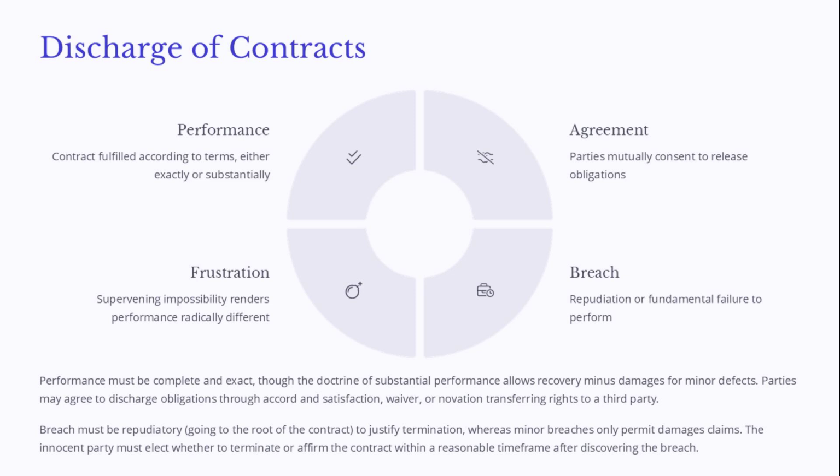Breach must be repudiatory, going to the root of the contract, to justify termination, whereas minor breaches only permit damages claims. The innocent party must elect whether to terminate or affirm the contract within a reasonable timeframe after breach occurs.